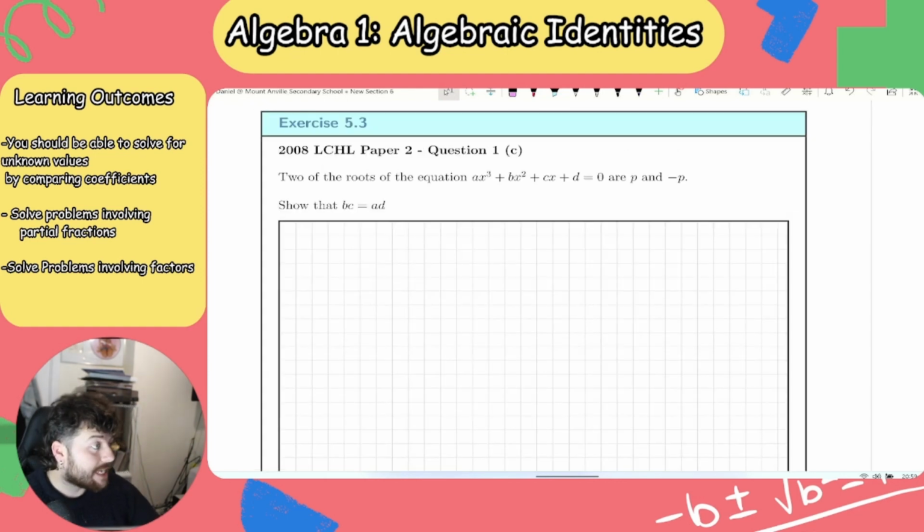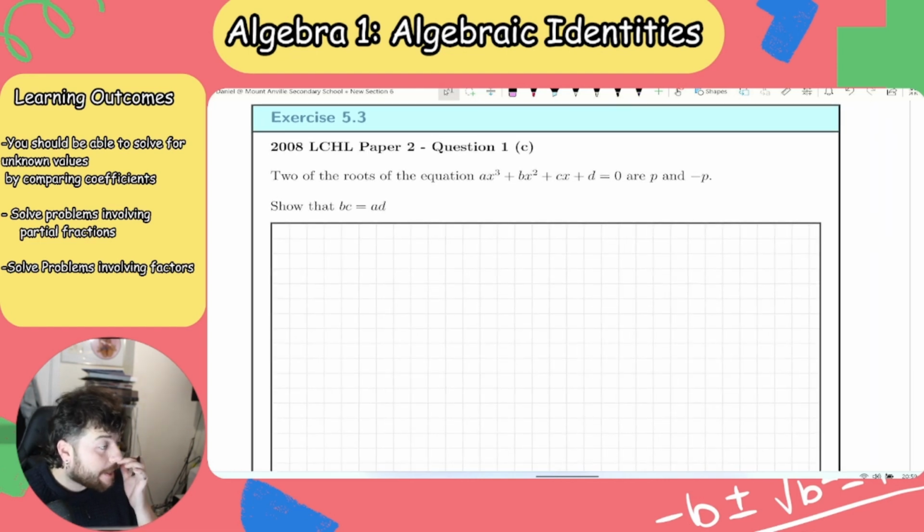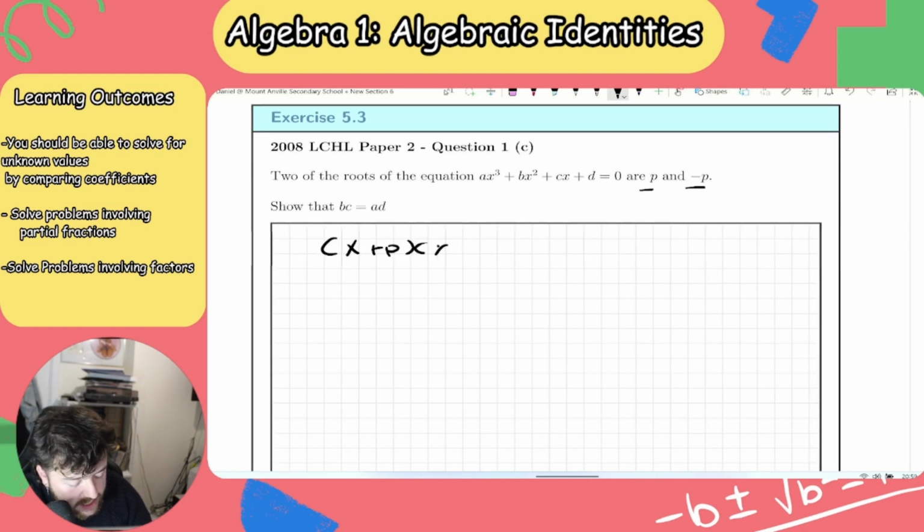Right, so let's look at this question. So this is from the 2008 Leaving Cert Paper 2, Question 1. So I'm going to use the division method for this one, and then in the other question, I'm going to use the factor method. So 2 roots of the equation ax cubed plus bx squared plus cx plus d is equal to 0 are p and minus p. So x plus p and x minus p are factors of this equation. So therefore, x squared minus p squared is a factor of this equation.